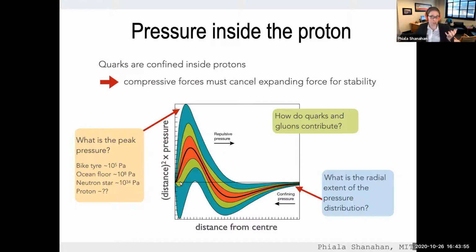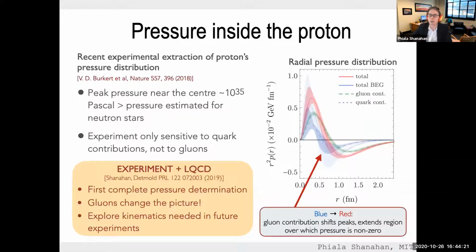But then there's a lot of questions, right? How do quarks and gluons contribute to the pressure in the proton? What's the peak pressure? Is the pressure in a proton more like a bike tire at 10^5 Pascal, or more like a neutron star at 10^34 Pascal? What's the radial extent? How far out from the center of the proton does the pressure distribution go? These are some questions that we've addressed in the last couple of years by combining theory and experiment.